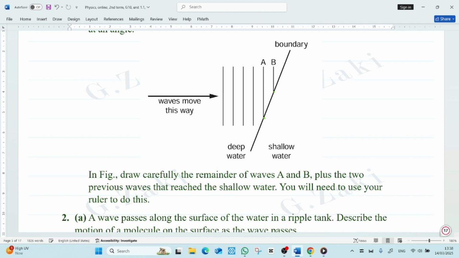It's like this here, it's like this, it must be parallel, and then complete another two waves. All the waves must be parallel and they have the same wavelength distance. You can see they are parallel, but the wavelength here, lambda, is less than lambda in the deep water. So this is the way, but we use the ruler to draw those lines.